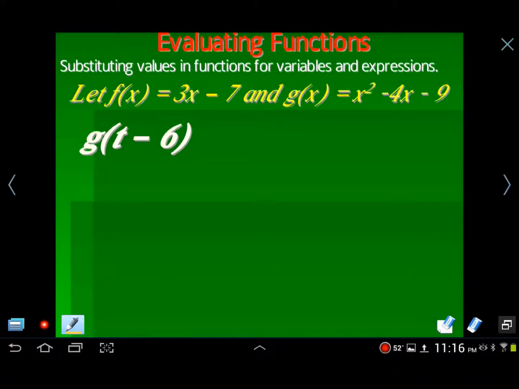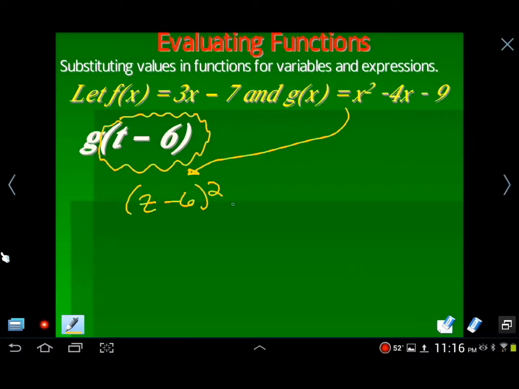Okay, now let's find g of t minus 6. You might want to note that this time we're going to substitute an expression. We're not just substituting a number or a letter, we're substituting the expression t minus 6. So here we're going to have to be very careful about the arithmetic and follow the conventions. Wherever we see an x, let's put t minus 6. So t minus 6 squared, minus 4 times t minus 6, and then the minus 9 just drops down.